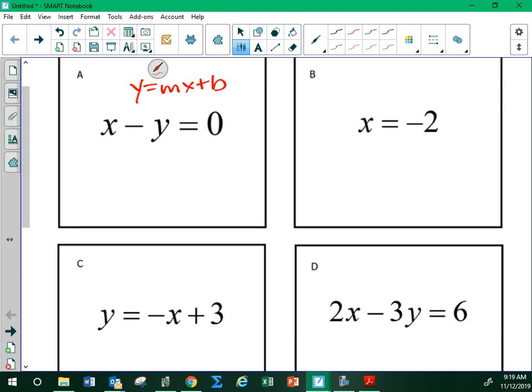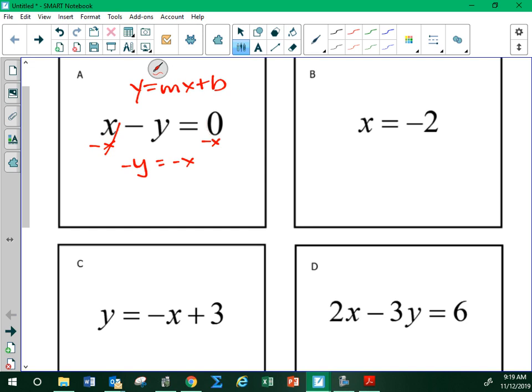Right? So for graph A, and you can just write your work underneath here. So go and write down x minus y equals 0. Now again, we need to get it as y equals. So I need to get rid of my x. My x is currently positive. If it's positive x, I want to subtract x from both sides. I get negative y equals negative x.